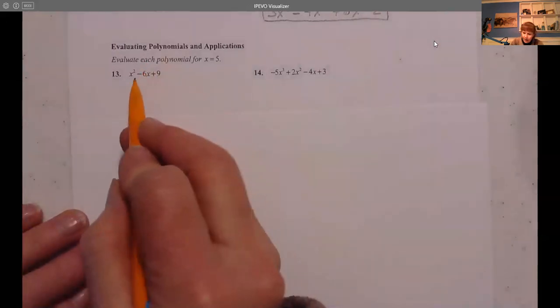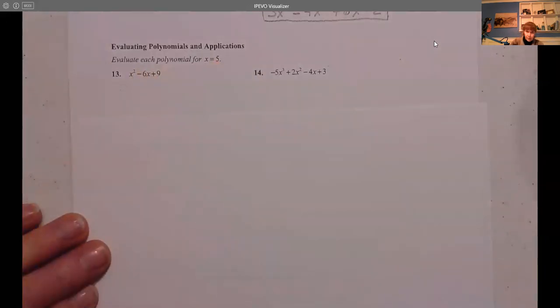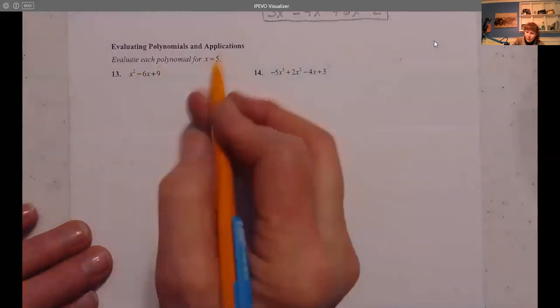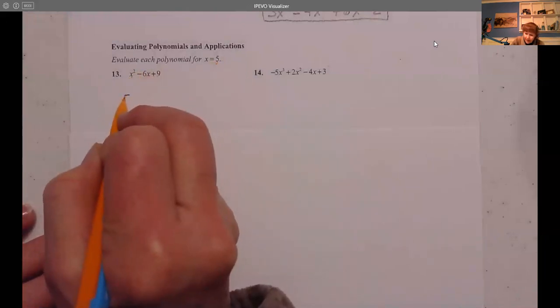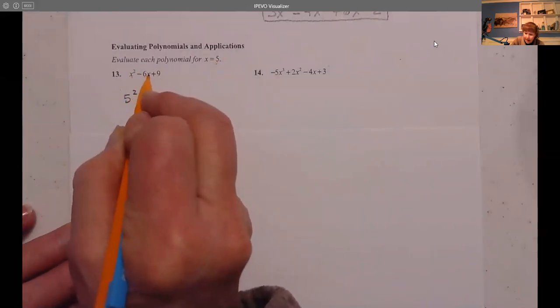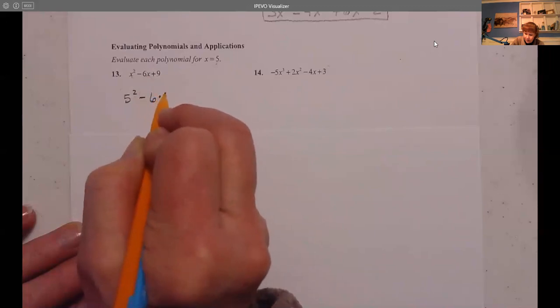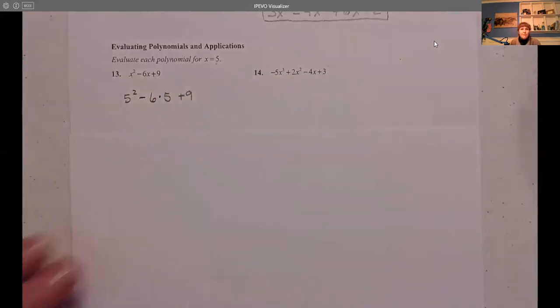So what they're going to do is they're going to give you a polynomial, and they're going to give you a value for the x and ask you to put that in to see what it would be equal to. So we're going to evaluate the polynomial, and again, they'll give you the number here. So we'll put in 5 and we're going to square it. This is kind of a review of PEMDAS. 6 times 5, when they're next to each other, you multiply, plus 9. So all I did was put the 5 in for the x. And now we'll follow our PEMDAS rules once you've done that.